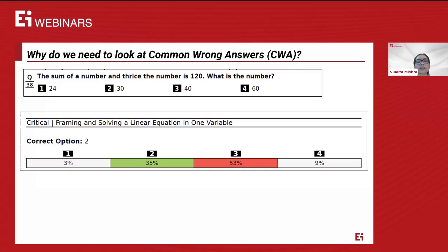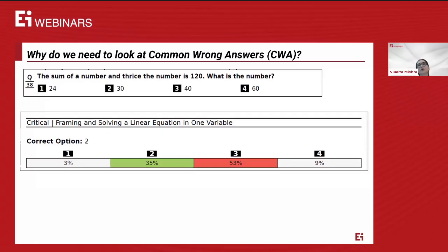Our data showed that when we asked this question to students in the test, almost 53%, and it was shocking for us to know that 53% of the students struggled to find the right answer. But what is more important is to know that these 53% of students picked option 3 as their correct answer. Now, why do you think they would have chosen option 3?